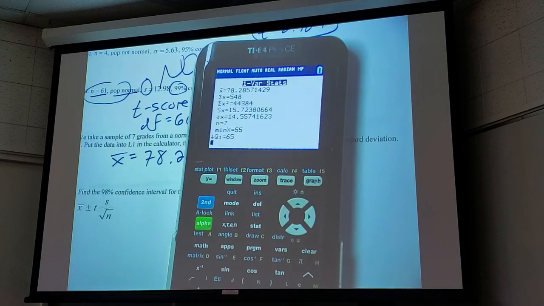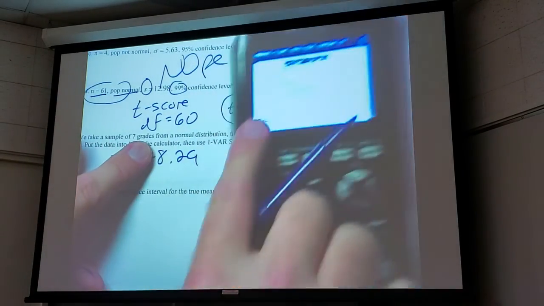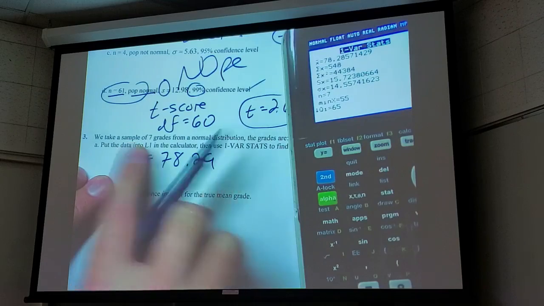The calculator doesn't magically know what the population is. There's no way it can. It gives us both because we're the humans. We're supposed to know what we're doing. We know we put a sample in there, so we know we have to use S.